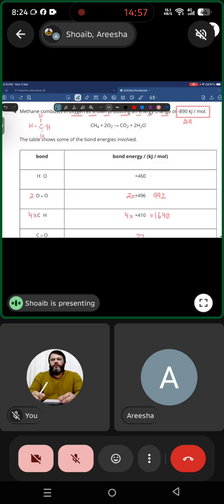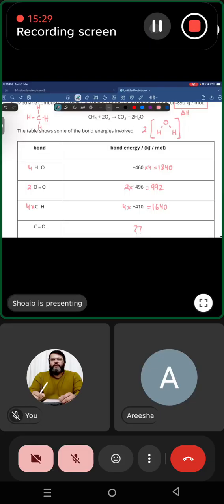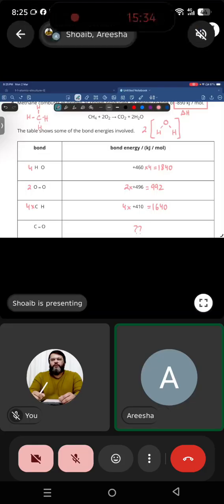Then the water. In the water molecule, oxygen is bonded with two hydrogen atoms, and this is 2 moles of water molecule, so it will become double. So 4 hydrogen and oxygen bonds. 4 multiplied by this, what answer will you get? 1840. Okay. Did you note down these values?